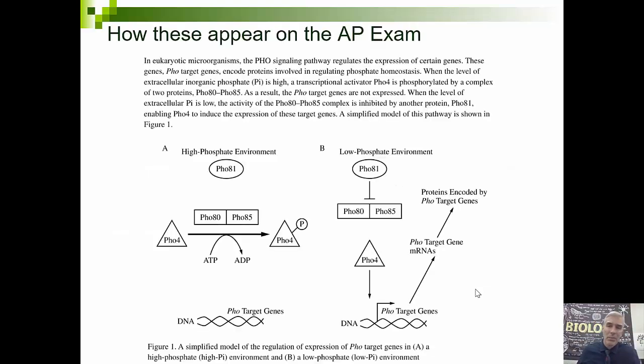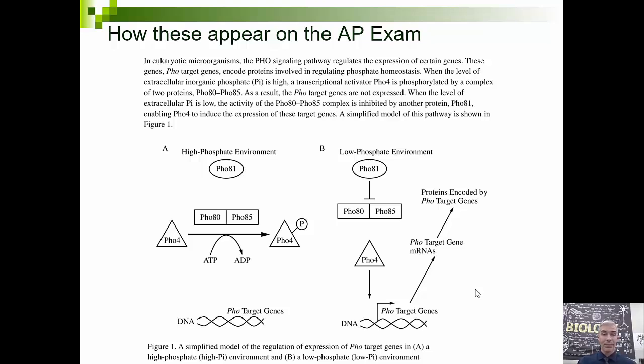All right, so let's look at some of these questions and how they appear on the AP Bio exam. So here is showing you a prompt. In eukaryotic microorganisms, the Pho signaling pathway regulates the expression of certain genes. These genes, Pho target genes, encode proteins involved in regulating phosphate homeostasis. When the level of extracellular organic phosphate is high, the transcriptional activator Pho4 is phosphorylated by a complex of 2 proteins, Pho80 and Pho85. Now remember, this is going to be all jargony, right?